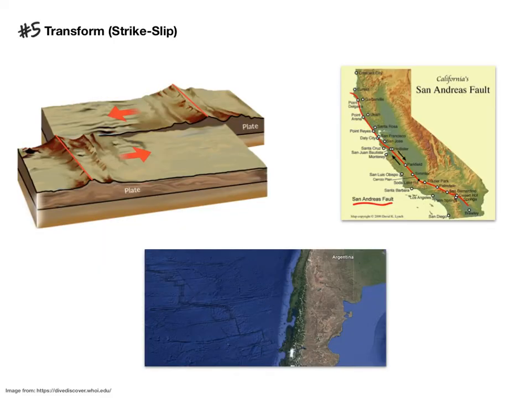Finally, the last type of boundary is what's called a transform boundary. Now, this is when two plates are not moving towards each other nor away. Instead, they're moving past each other, and they are creating what are called strike-slip faults. A classic example of this is the San Andreas in California, where you get tons and tons of earthquakes associated with the friction of these two plates just moving past each other.